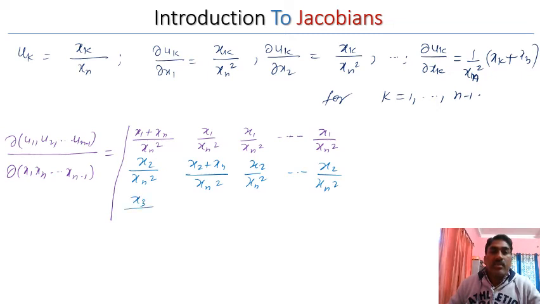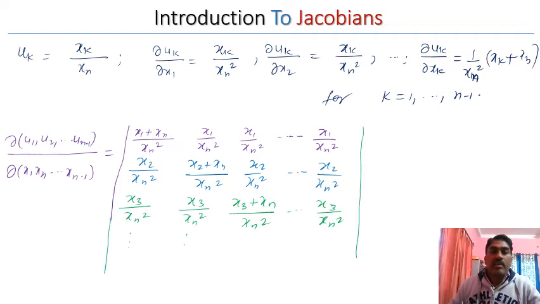Similarly, x3 by xn square, x3 by xn square, x3 plus xn by xn square, and n minus 1 times x3 by xn square. So finally, let us write the final row. The final row will be xn minus 1 by xn square, xn minus 1 by xn square. This will be n minus 2 times xn, and finally we will have the last xn minus 1 by xn square, and the last term will be xn minus 1 plus xn by xn square.